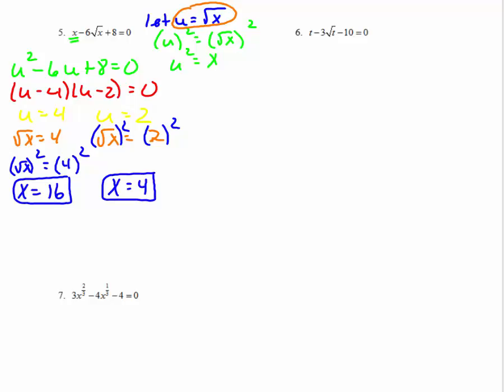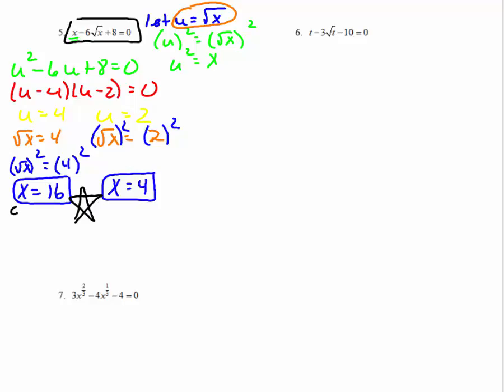Now, you want to star these because you must check your answers. Why do you need to check your answers? Because we had square roots from the very beginning. See how we had an x minus 6 square root of x plus 8 equaling 0? With square roots, sometimes answers don't always work. So we need to check both of these answers.